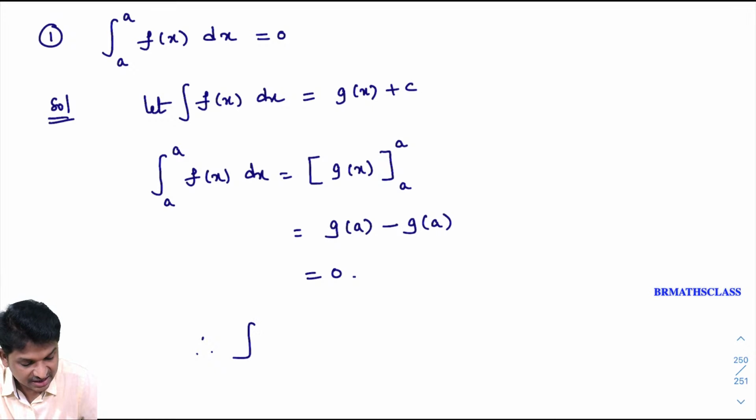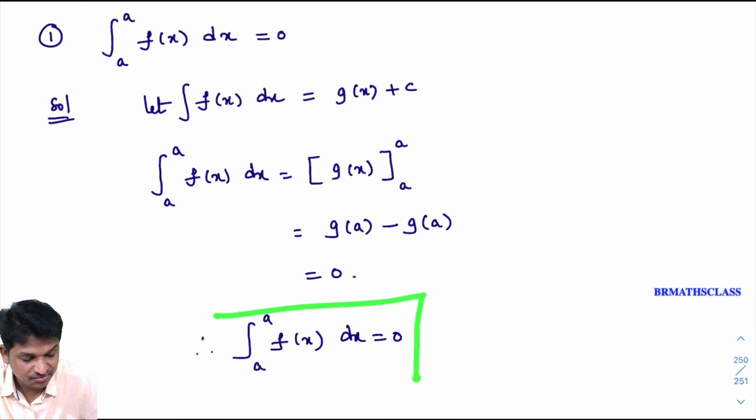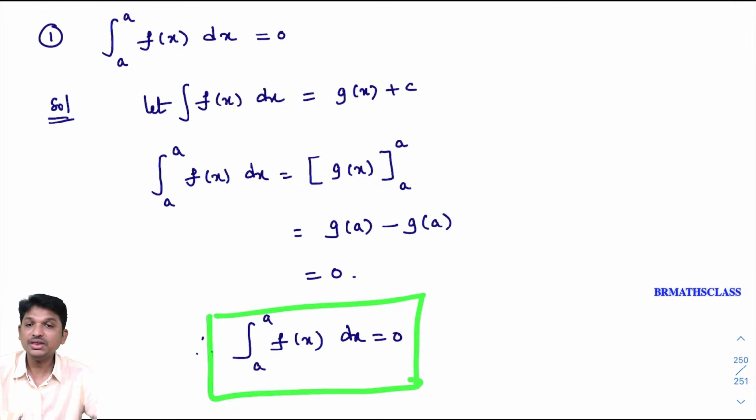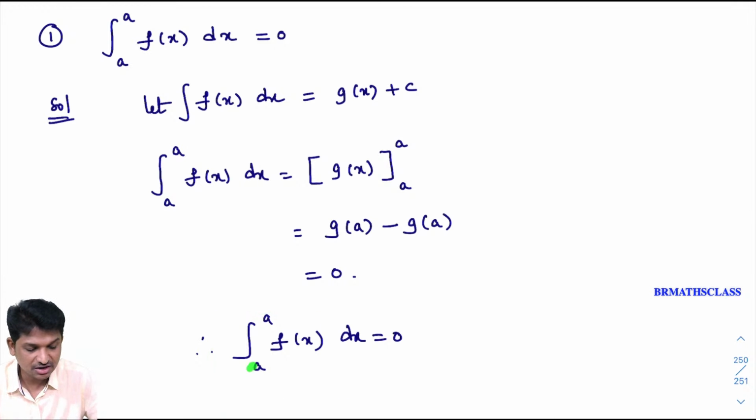What is that? Integral of a to a f of x dx equal to 0. You need to memorize this. This is one property, property number 1. You need to memorize these properties. In exercise number 7.11, whatever 9 properties I am going to derive now, all those properties we will use as formulas. So you need to memorize all these things. Integral of a to a f of x dx is 0. Suppose integral of 2 to 2 f of x dx is there, that is also 0. Integral of 3 to 3 f of x dx is there, that is also 0, like that.